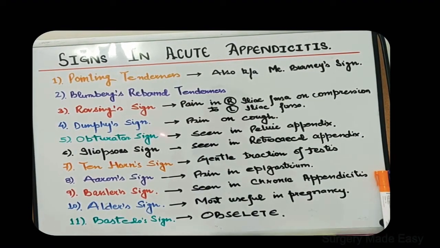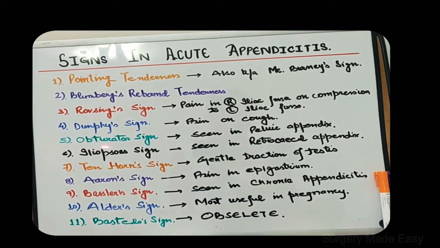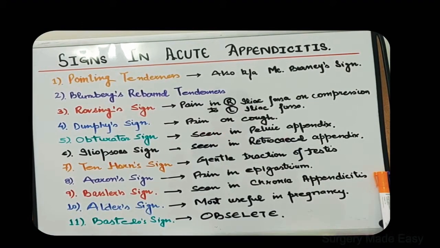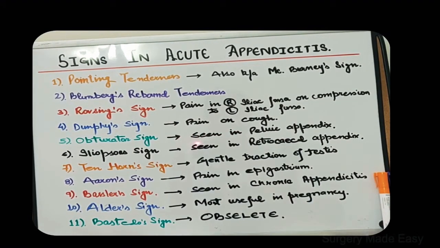Then we have the obturator sign. How is this sign elicited? Firstly, we ask the patient to lie supine. Then we internally rotate the right hip. If the patient feels pain on doing this maneuver, it is suggestive of appendicitis with a pelvic appendix.